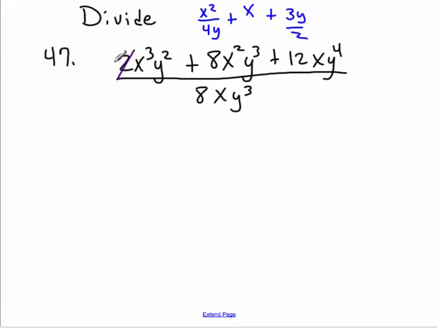Right? 2 goes into 2 one time. 2 goes into 8, but it has to be in every single term in order for you to be able to cancel, right? 2 goes into 8 4 times. 2 goes into 12 6 times. 2 goes into 8 4 times.